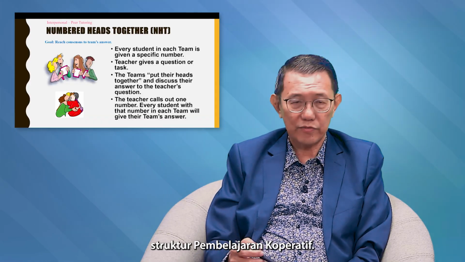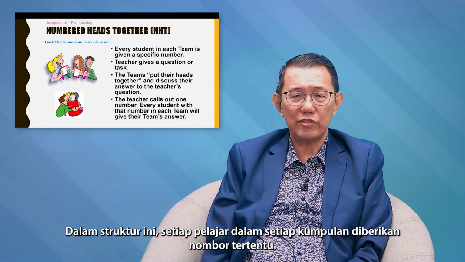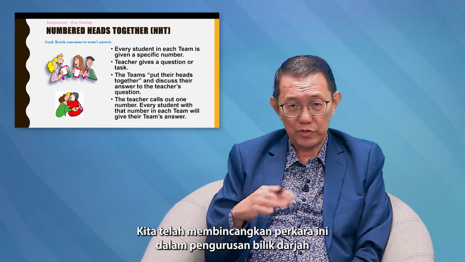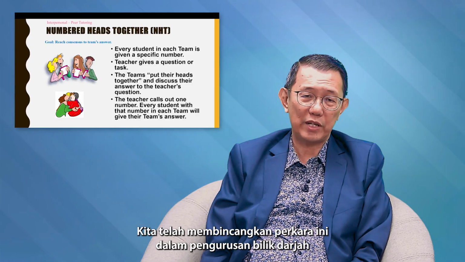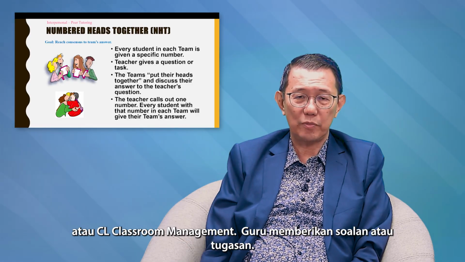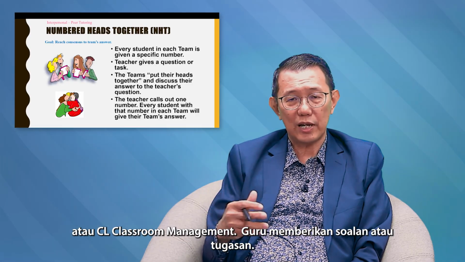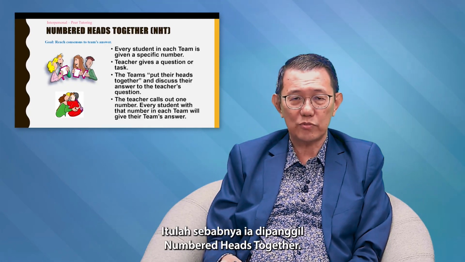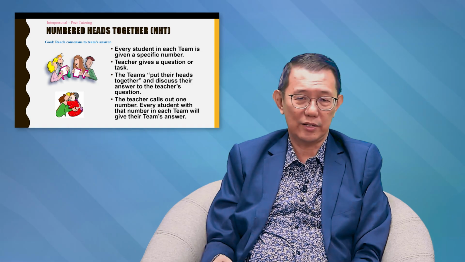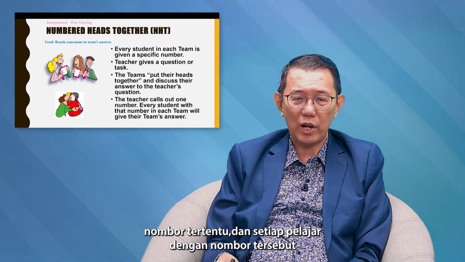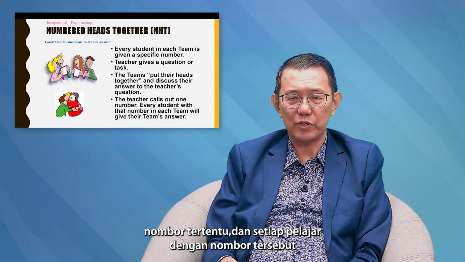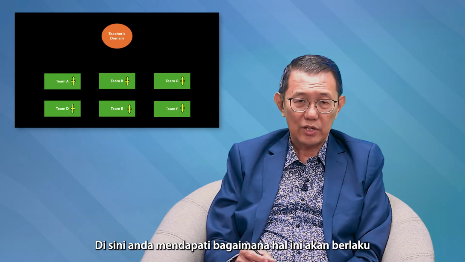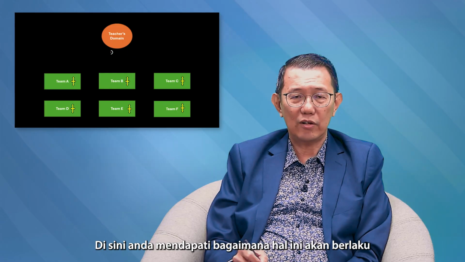This was one of the structures that was very early in the formation of cooperative learning structures. Here every student in each team is given a specific number, which we have already talked about in the CL classroom management. Teachers give a question or task, and the teams put their heads together and discuss their answer. That's why it's called Numbered Heads Together. The teacher calls out one number, and every student with that number in each team will give their team's agreed answer.